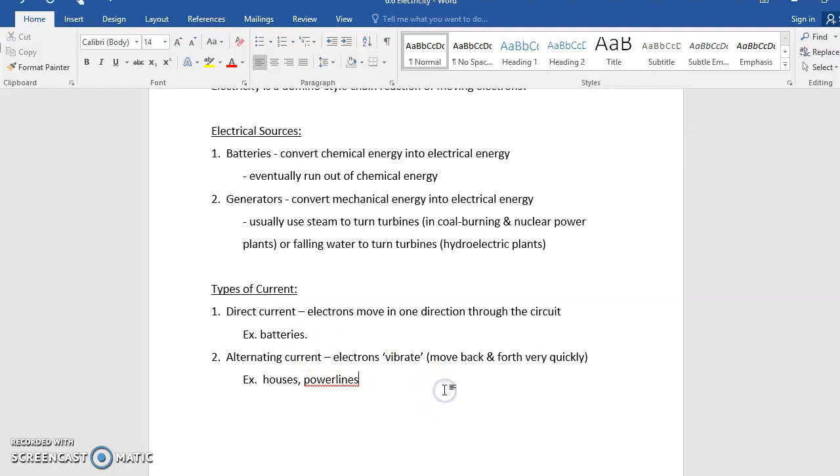There's two different types of currents based on which way we're trying to make them go. There's direct current, where we just push the electrons one way all the time. This is how batteries work. That's why they have a positive and a negative terminus, and if you put the batteries in the wrong way, it doesn't work anymore.